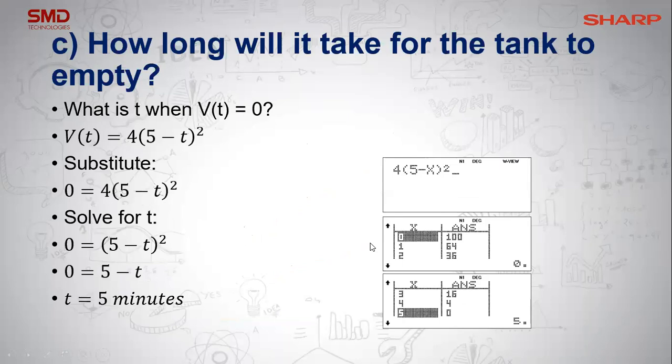Now, the last question in this example is, how long will it take for the tank to empty? So we want to know what time it will take when the volume of the water reaches 0. All we're doing is substituting 0 into your V(T) and solving for T, which gives us 5 minutes. And here you can see I actually plugged it into the table mode of the calculator just to show you what that graph would look like. So that's how much water is left in the tank after 1 minute, after 2 minutes, after 3 minutes, after 4 minutes, and at 0 minutes.